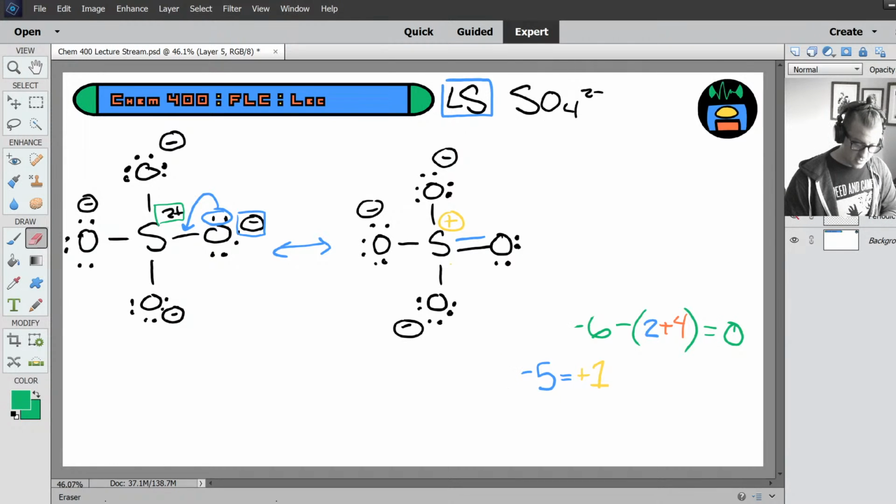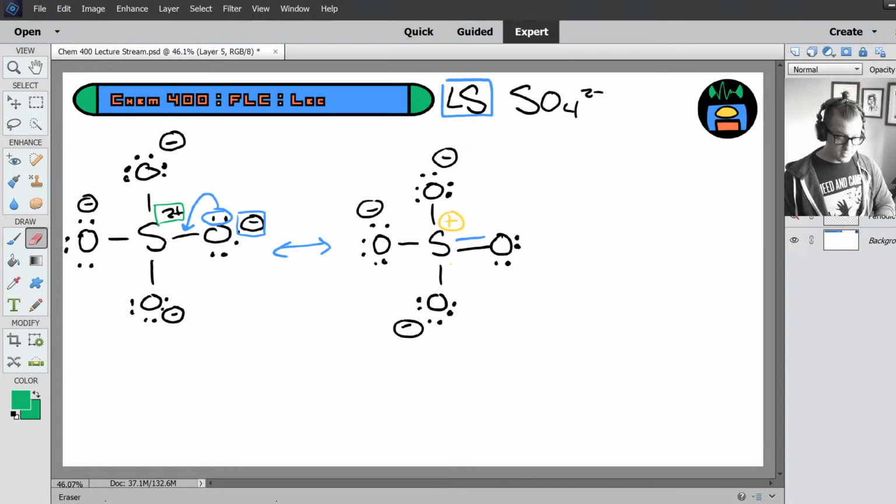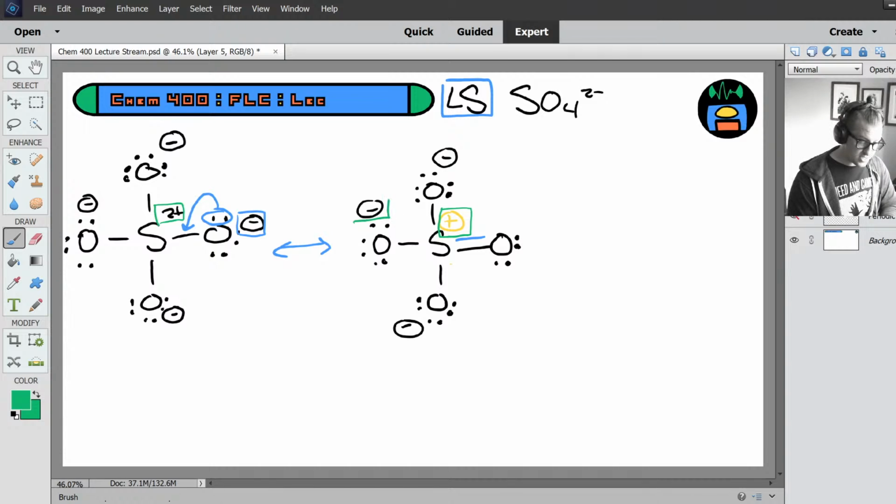Sorry, I need to clear some space to make room. Now you'll notice that we still have a situation where we have a positive charge on a third period element adjacent to a negative charge. That is the situation where formal charges can be minimized. So we're going to take one of those lone pairs, turn it into a double bond between this oxygen and sulfur, and see where that gets us.